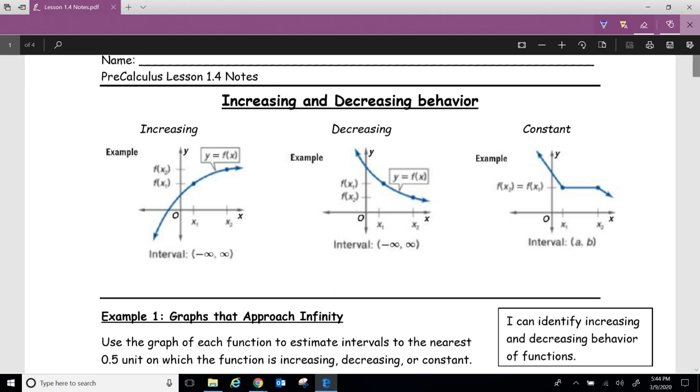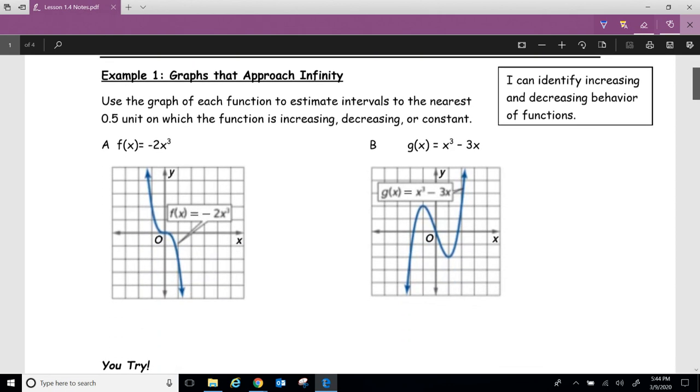So let's look at example number 1. It says use the graph of each function to estimate intervals to the nearest half unit on which the function is increasing, decreasing, or constant. So for A, when we read it left to right, my graph is going down, always down. So for the entire interval, then the entire domain, we're going to be decreasing. So decreasing on negative infinity to positive infinity. This one is never increasing.